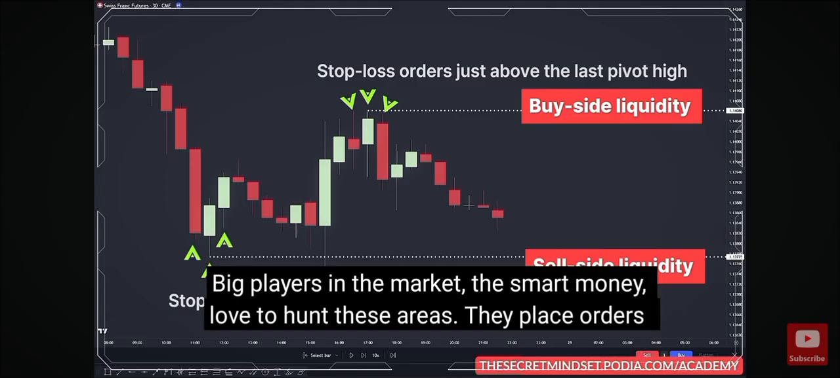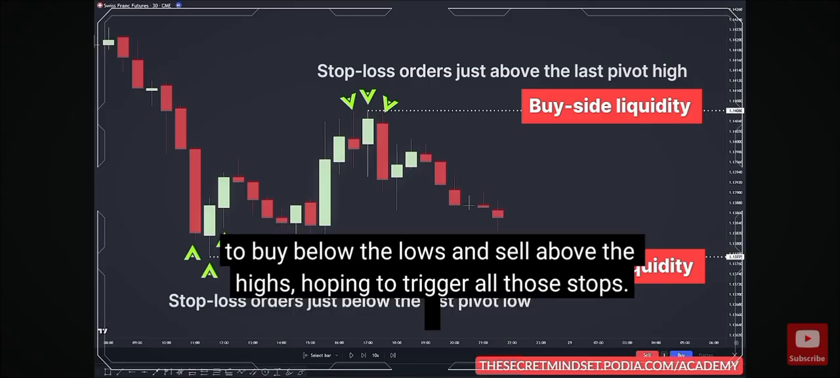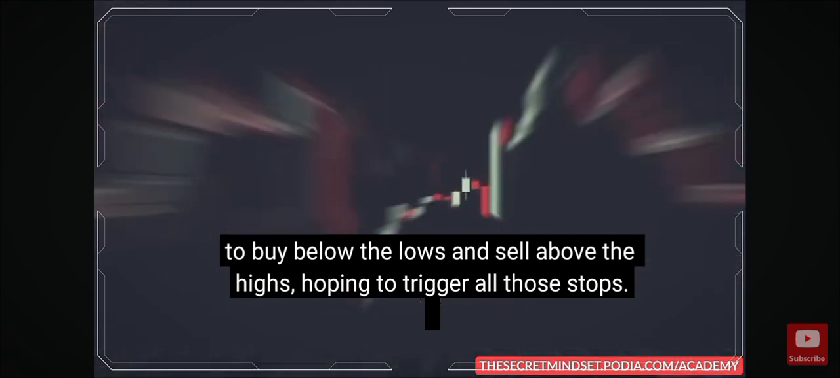Big players in the market, the smart money, love to hunt these areas. They place orders to buy below the lows and sell above the highs, hoping to trigger all those stops.